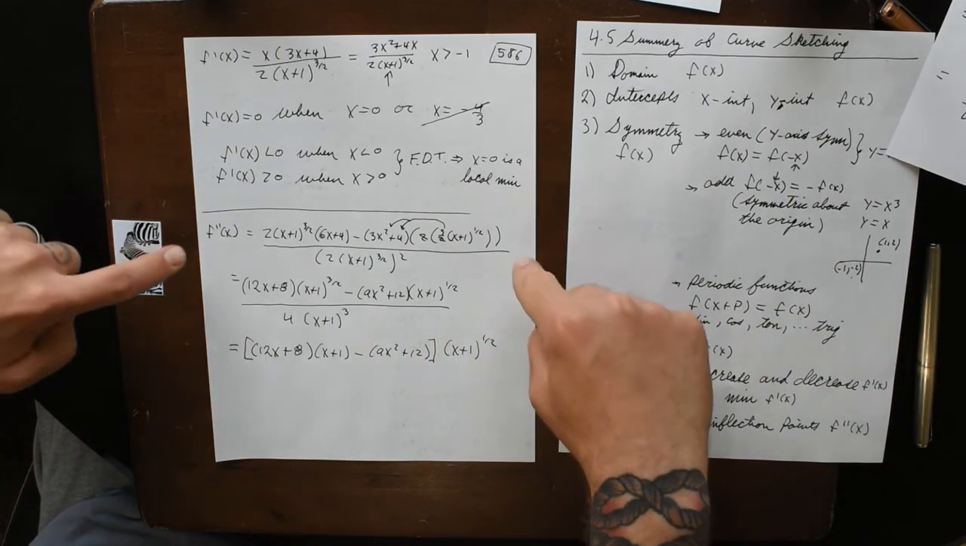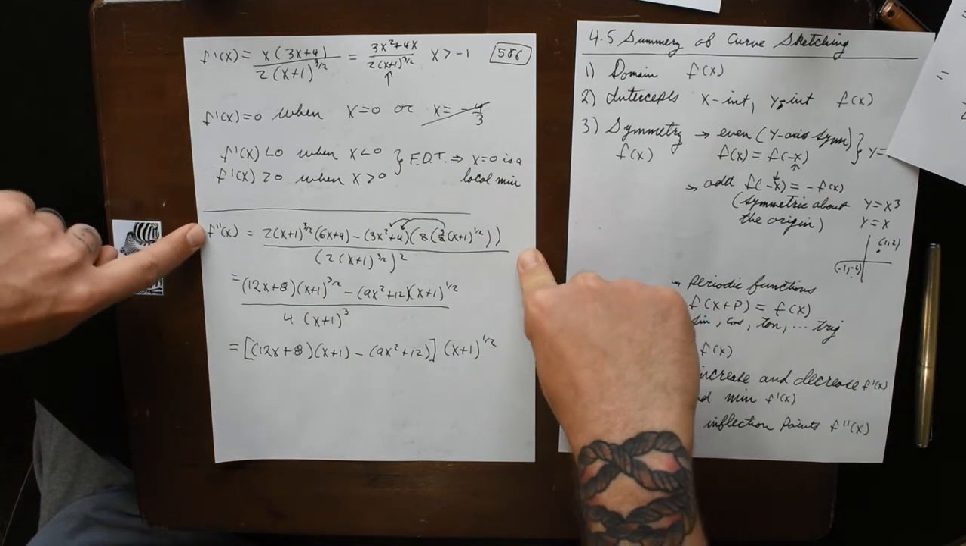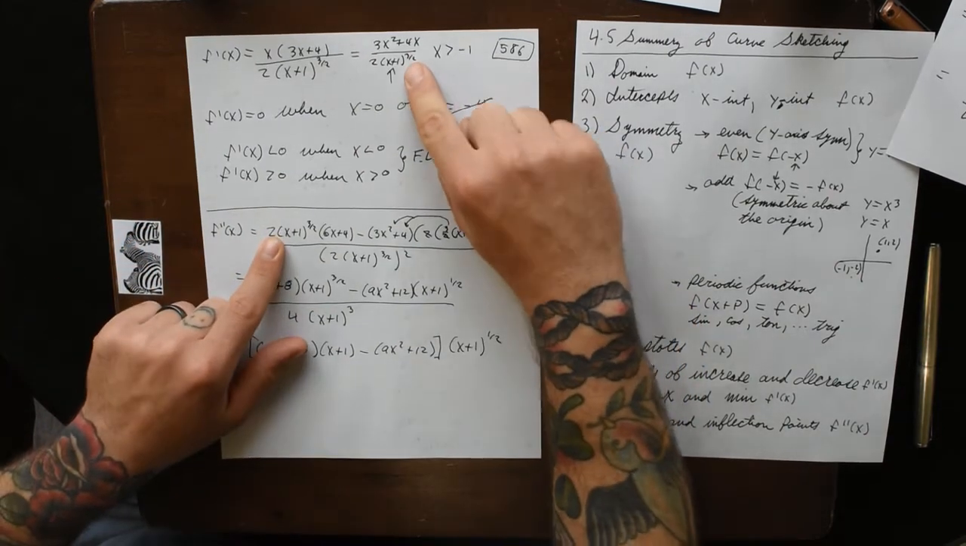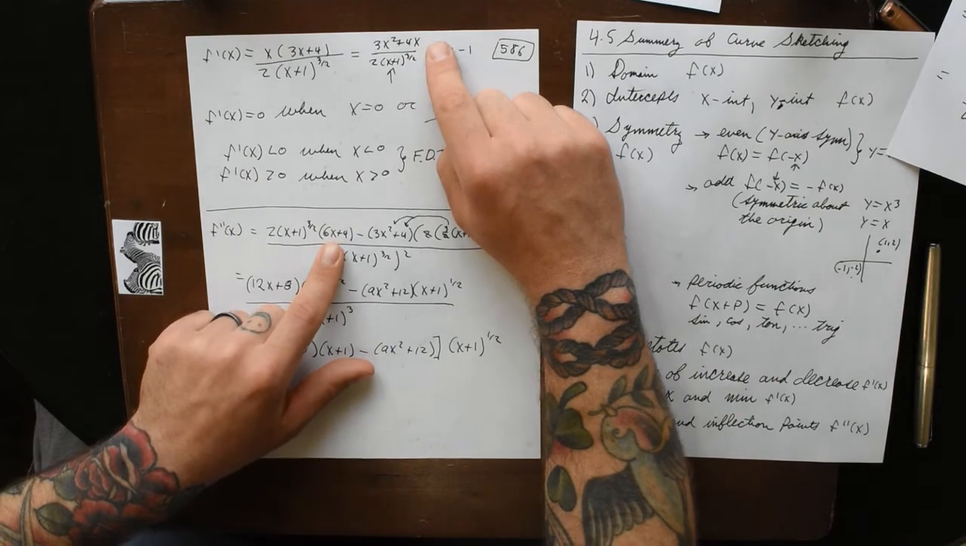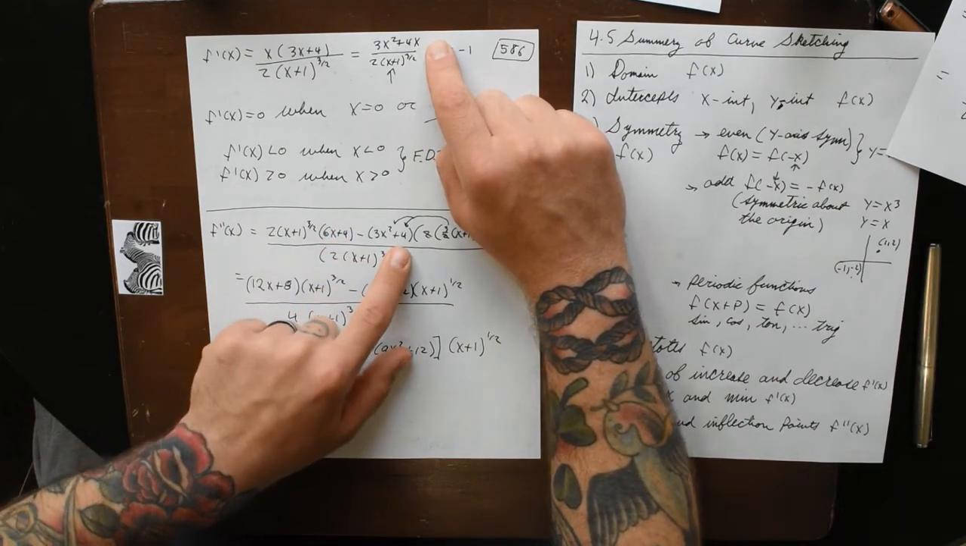So, I made a mistake with the first step. We did low times the derivative of the top minus the top.